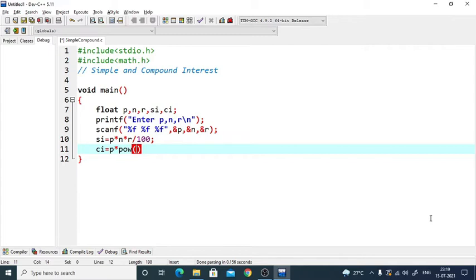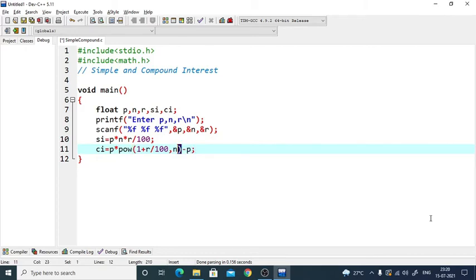We've already seen the math library. Again, if you have not done the math library, you're not very clear with it, and you have not watched my earlier video, you can very well see in the same playlist a video on the math library. There you'll be able to see all the significant functions required from the math library. So P into pow, my base is 1 plus R by 100, comma N. And then minus P.